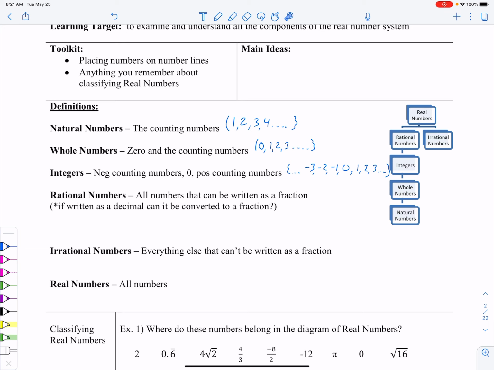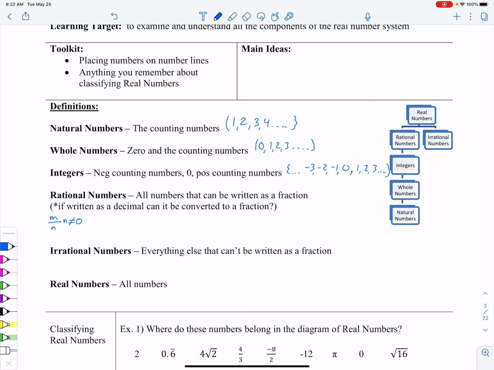Next, we have rational numbers. These are all numbers that can be written as a fraction, and if they're in decimal form, they can be converted into a fraction. So for integers, if you have two numbers, m over n, the n cannot be a 0. The number on the bottom can't be a 0.